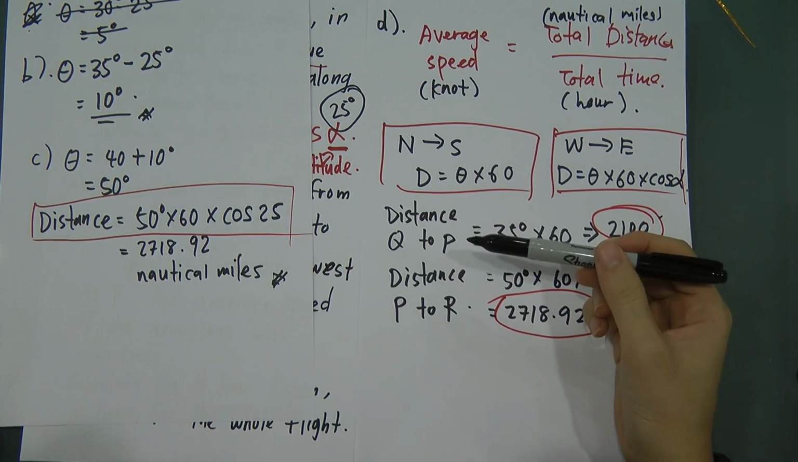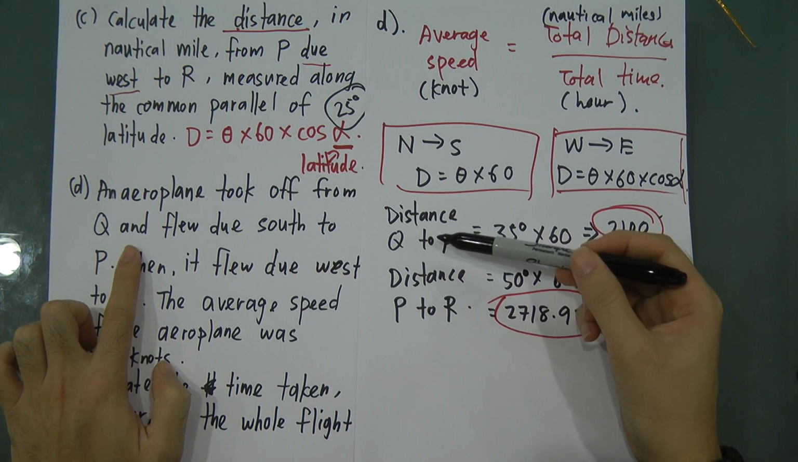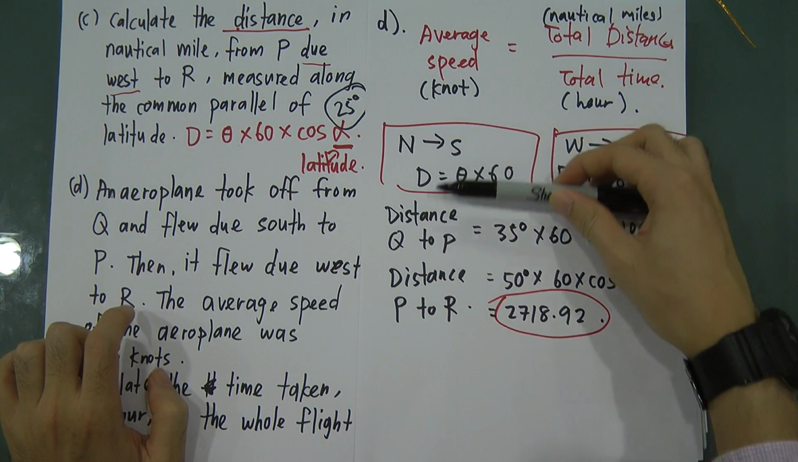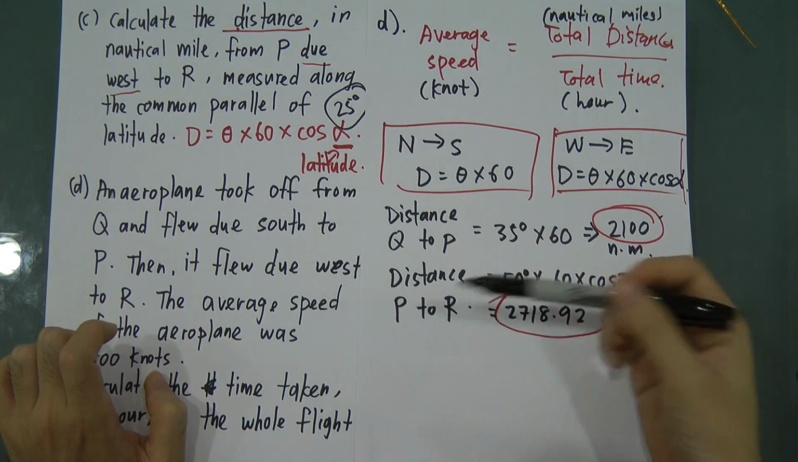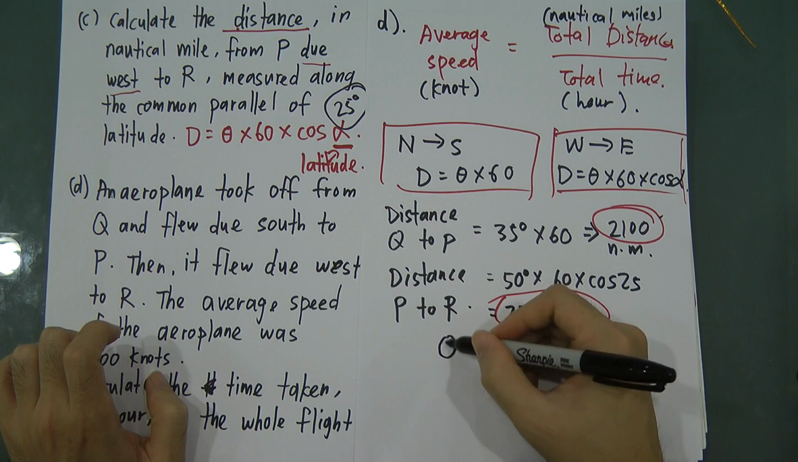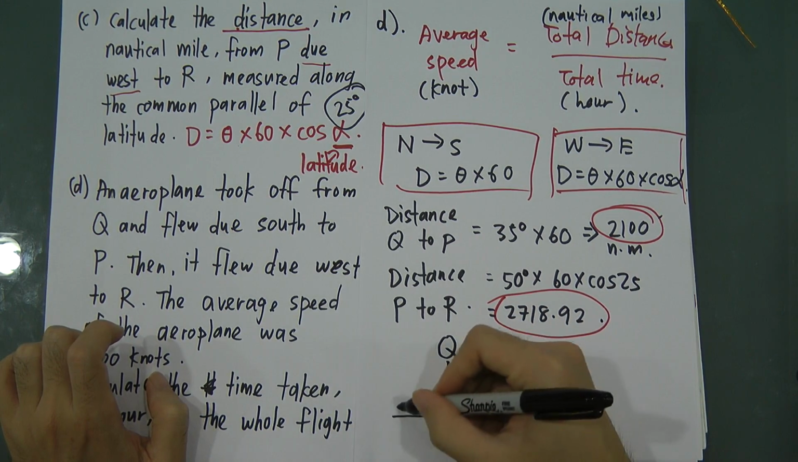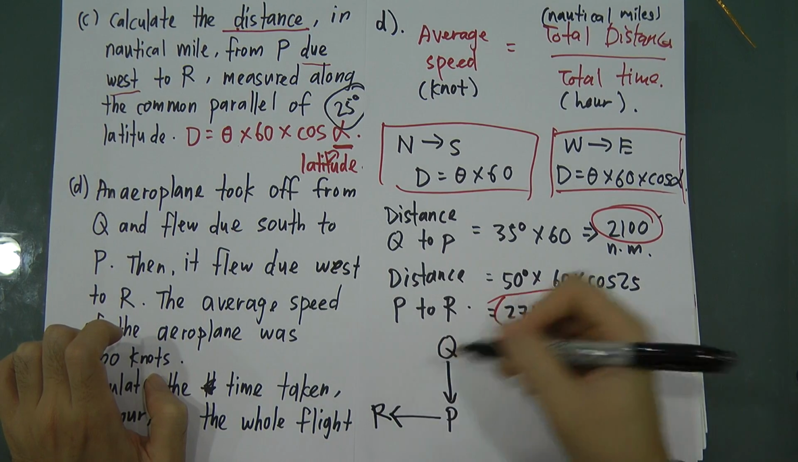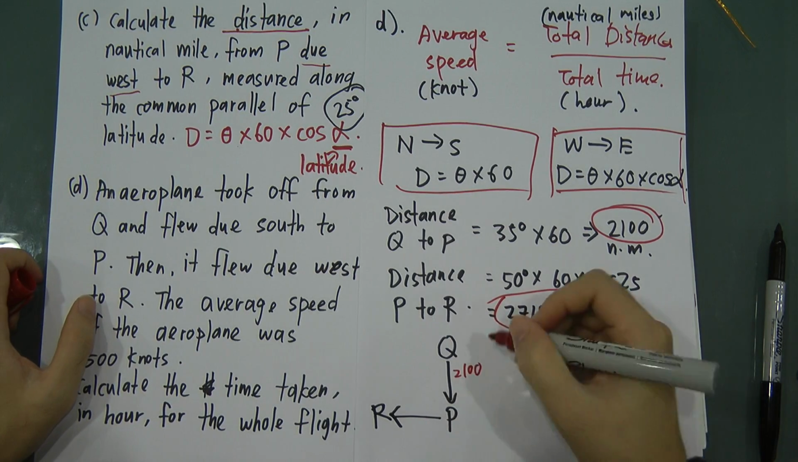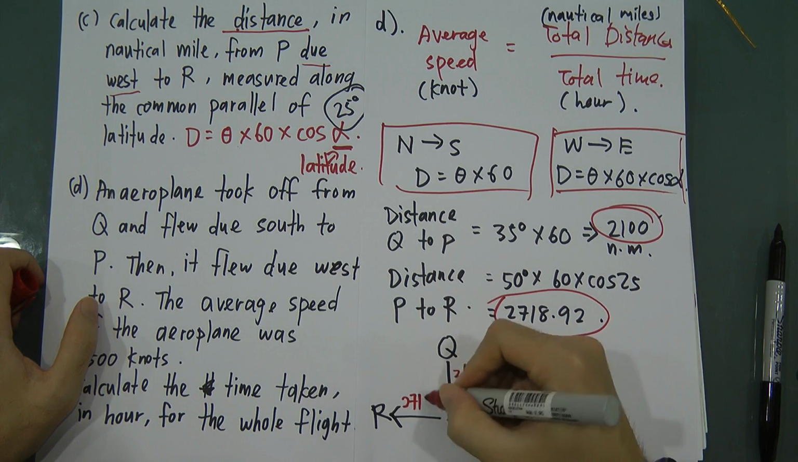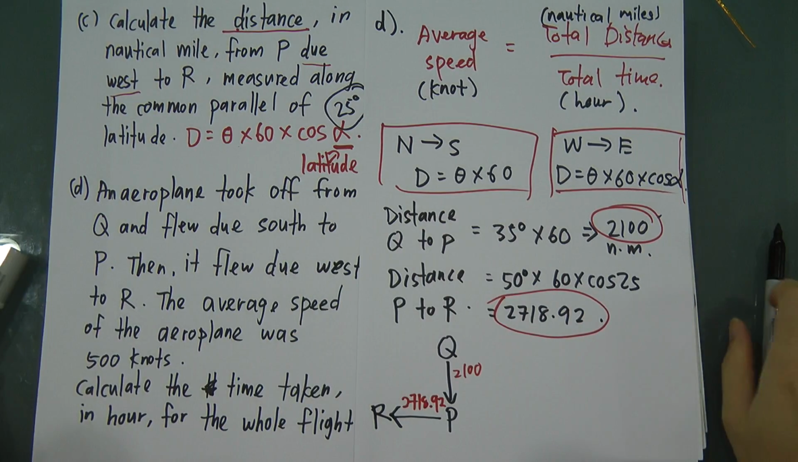Because from this question, he says from Q he goes due south to P, and then due west to R. Something like this, if you want me to draw it out: Q, then due south to P, and then due west to R. So the total distance over here is 2100 plus 2718.92. Alright, so this is the total distance.